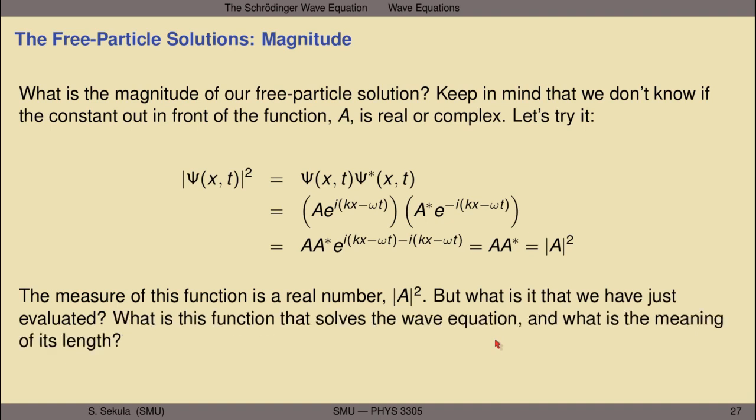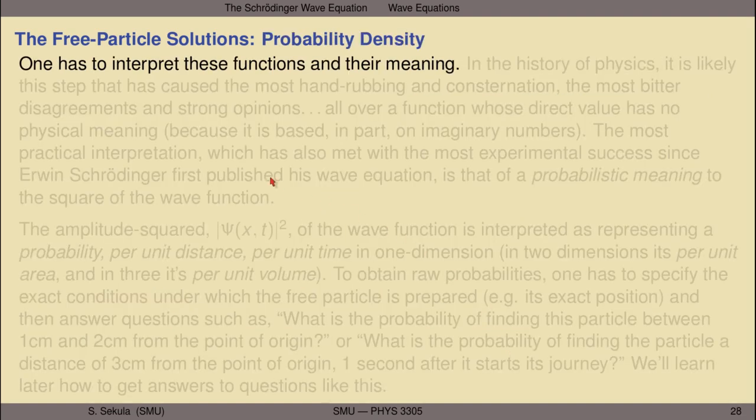But what is it that we've just evaluated? What is this function that solves the wave equation, and what is the meaning of its length? These are the questions that really racked people's brains in the 1920s and 1930s. This was a real intellectual struggle in confronting the wave nature of matter. So one is forced to interpret these functions and their meaning. There is no easy answer from first principles in nature about what the wave function is, because it's a complex function. You don't actually have any physical meaning to its real and imaginary parts. It's only the magnitude of the wave function squared that has any physical meaning.